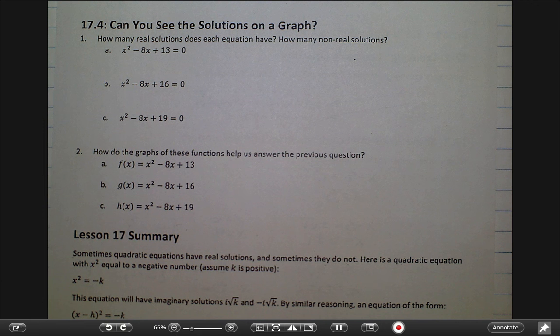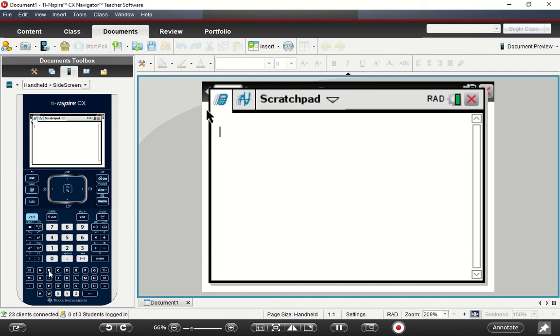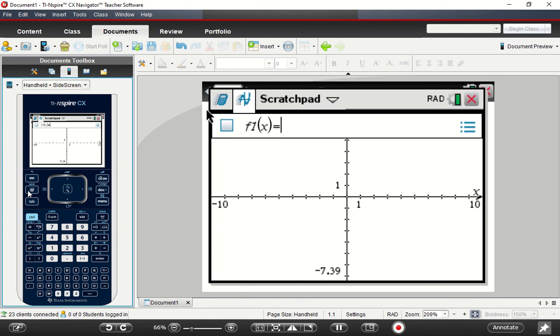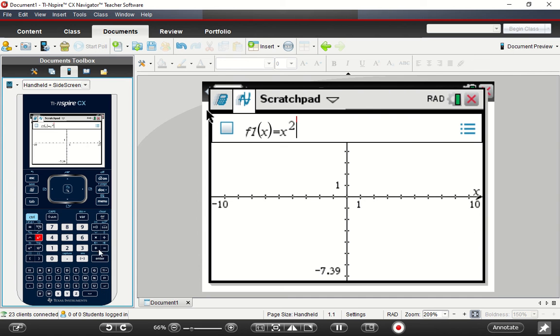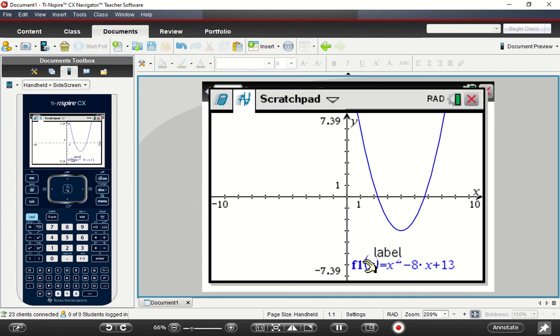All right, so let's take a look here. So if you put this in the calculator, I'm going to clear my stuff so I could start over. Calculator: x squared minus 8x. And the first one was plus 13. There we go. How many solutions do I have for this one? Yeah, 2. I have 2 solutions because it crosses the x-axis twice, right?